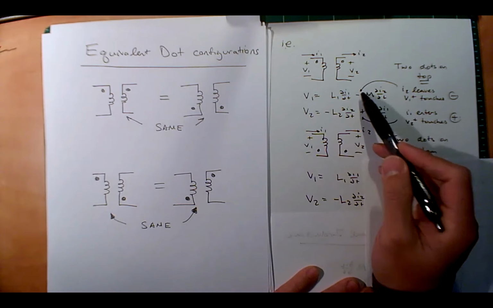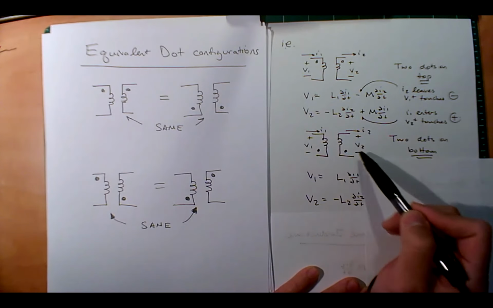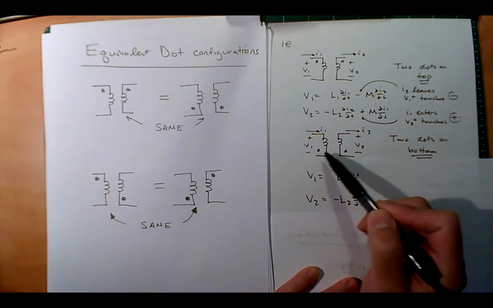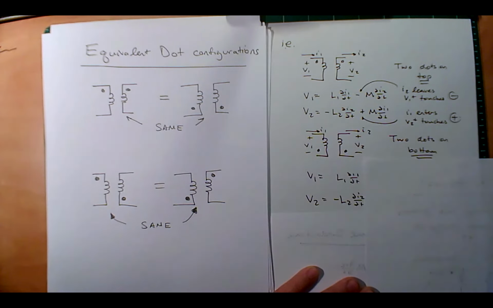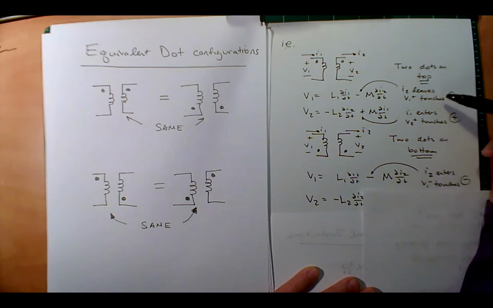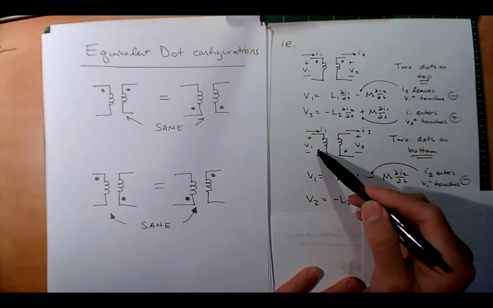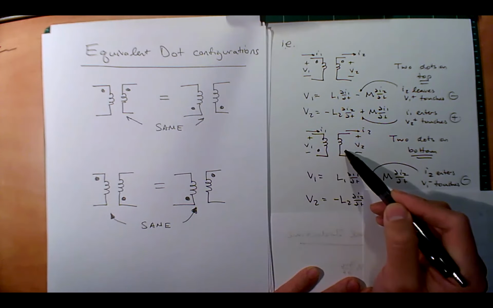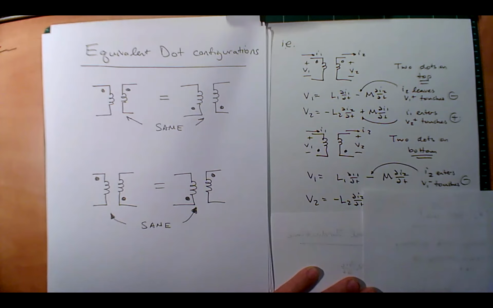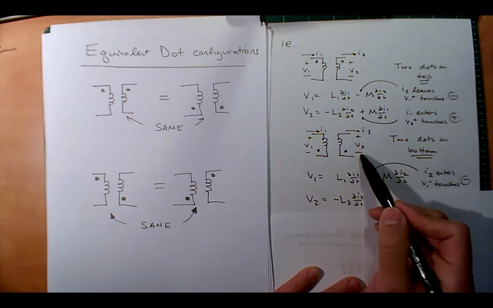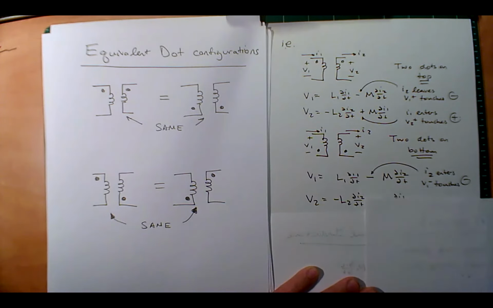Now, let's just see if we're going to get consistent. Look at this. I2 is actually entering the dot, but V1 negative is touching. We still get negative, though. Look at here. I2 leaves and V1 positive touches. Both result in the same sign. Okay, what about for I1? I1 is leaving the dot, and V2 minus is touching the dot. So we have a leaving and a negative touching. We should still have a positive.